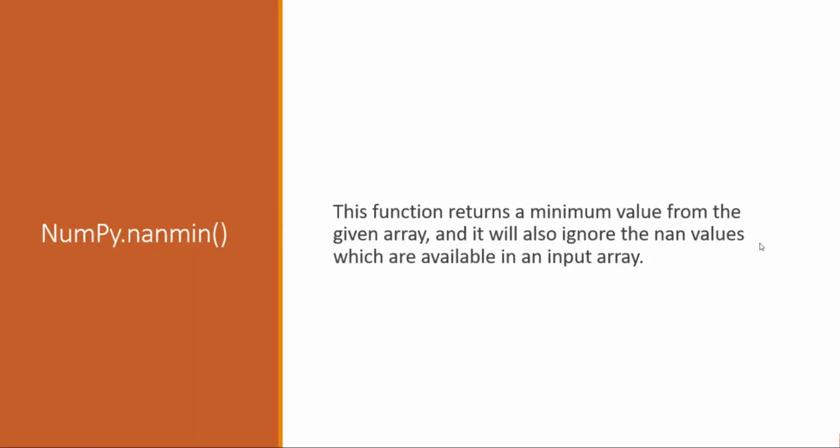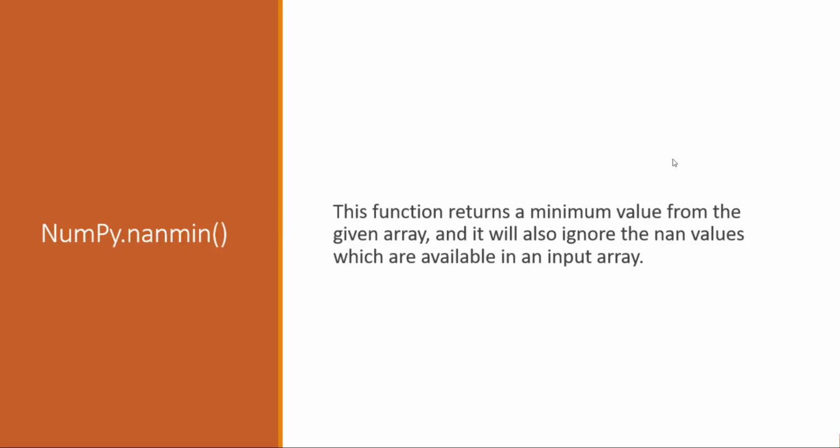Now we will understand our next function, that is numpy.nanmin. Basically, this function returns the minimum value from the given array, and it will also ignore the nan values which are available in the input array. This function takes three parameters for returning the minimum value from the input array. Now let us briefly understand these parameters by taking an example.